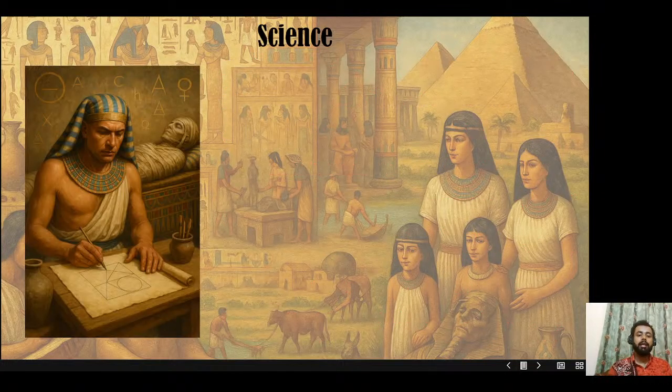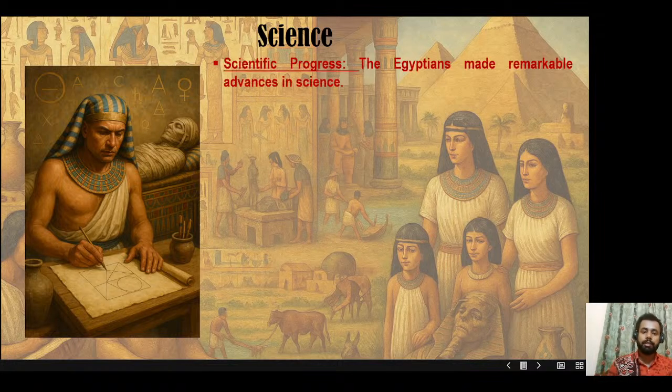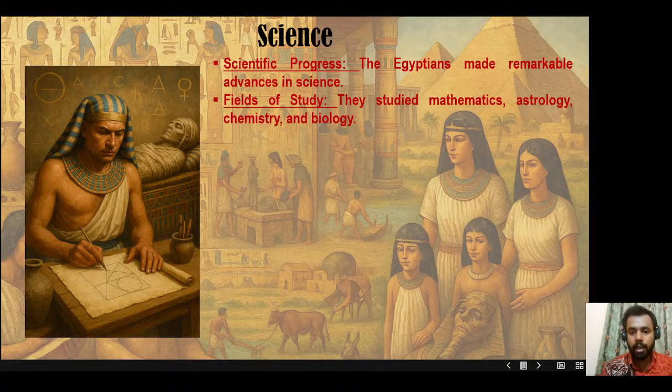Science. How did they evolve in scientific practices? The Egyptians made remarkable advances in science. They had a very scientific mentality. They studied mathematics, astrology, chemistry, and biology. So, what did they study? They studied almost every kind of scientific subject, that is, mathematics. They were also good in astrology. They had a lot of expertise in chemistry and biology also.